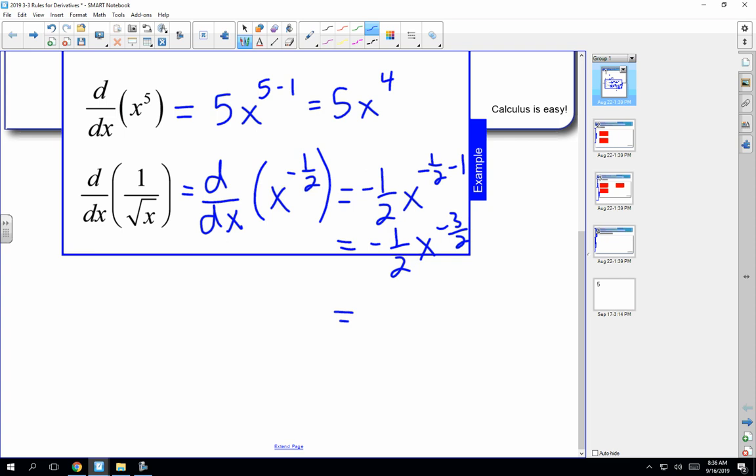But if I were to rewrite this in simplified form, it would be negative 1 over 2. And remember, the root is on the bottom, so that's the square root of x, and then the power is on the top, to the third power. There it is: negative 1 over 2 square root of x to the third. So that's the power rule.